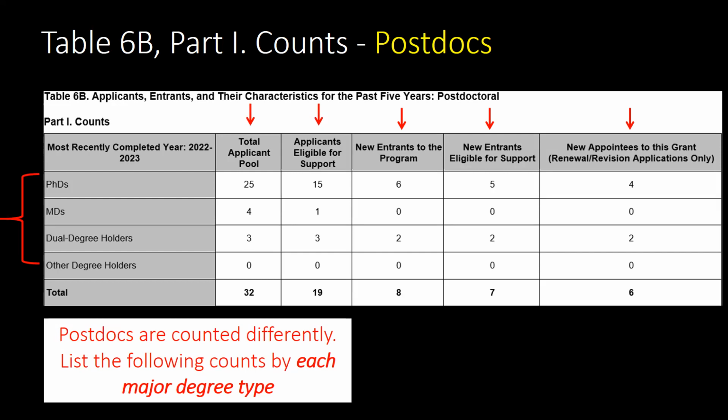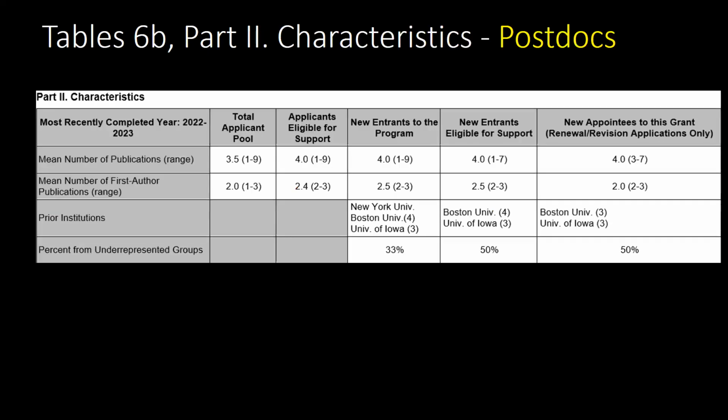Or you have just an MD program and no PhDs are applying for it, but you may have, say, an MD PhD applying. So it's okay if you have zeros here. Like here, that last row says all zeros. But just remember, you need to track what type of postdocs are applying.